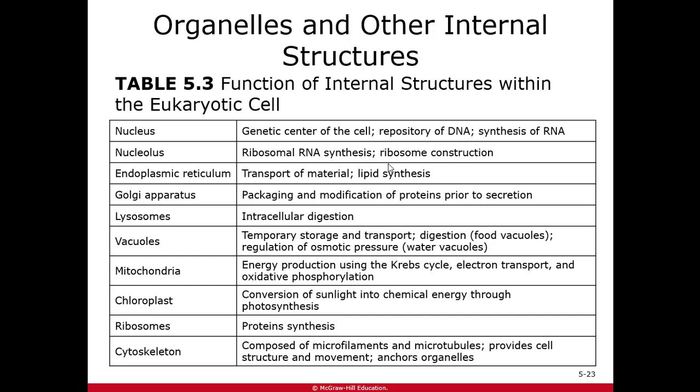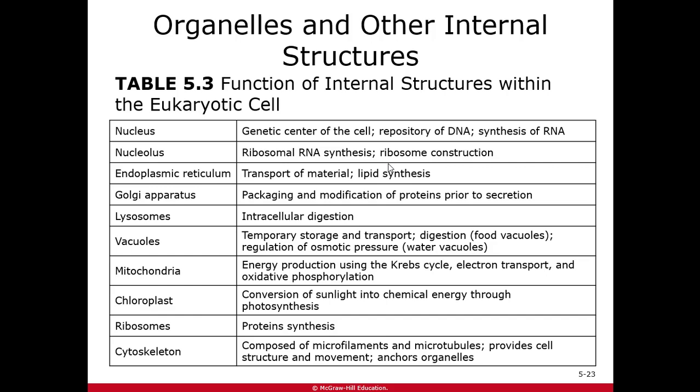The nucleus, again, is where we find all of the DNA. The nucleolus is where it makes ribosomal RNA and some ribosomes. The endoplasmic reticulum, there are two of them. The rough ER is there for making and transporting proteins. The smooth ER is mostly for lipid synthesis. The Golgi apparatus is there for packaging and shipping things out wherever they need to go.